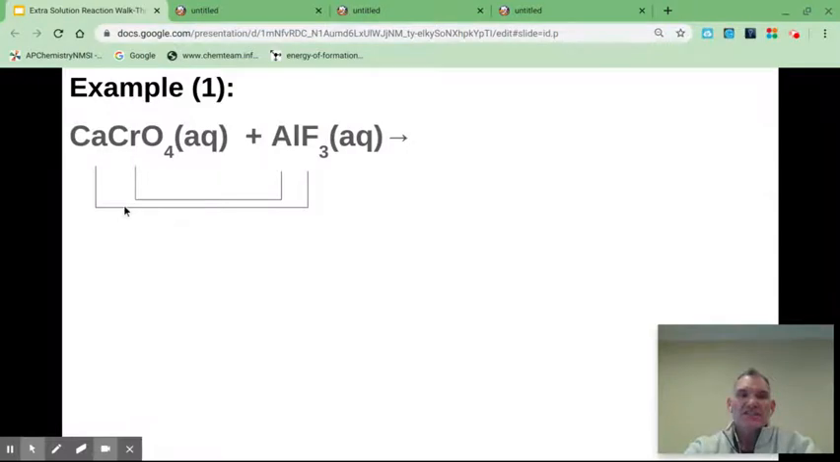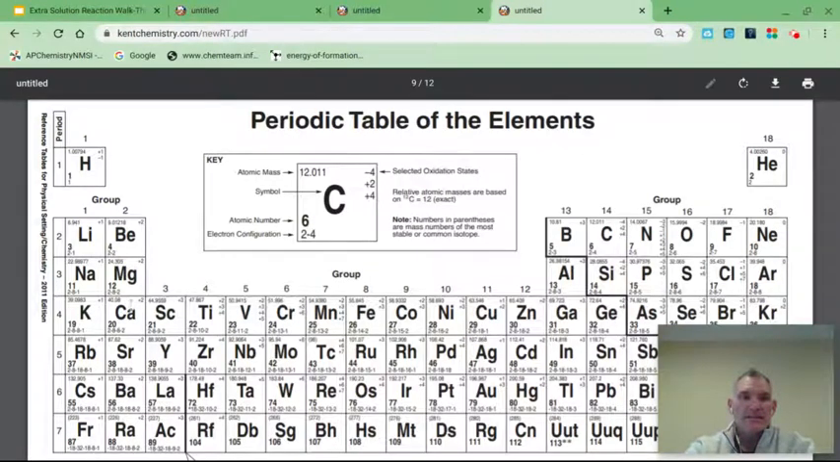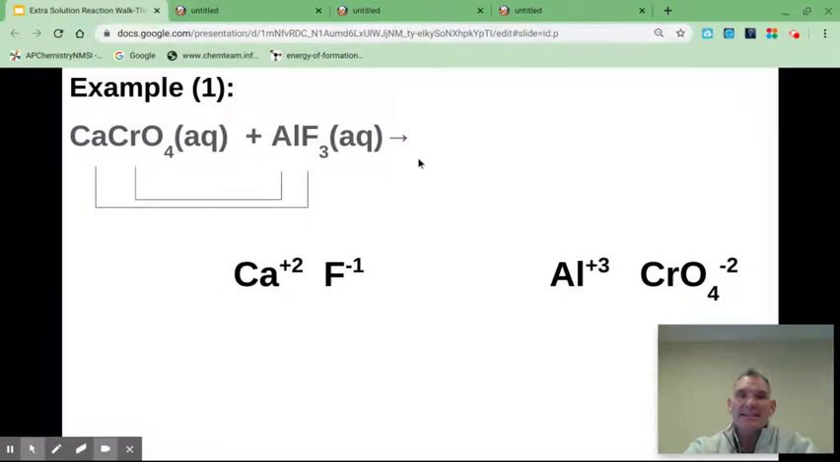Knowing what the matches are going to be, I have to look up Ca, F, Al, and CrO4's oxidation states. I do that using my periodic table and table E. Ca, F, and Al, I'm going to find on my periodic table. They're singular elements. So when I go to my chart, I should see +2, -1, and +3. Calcium is +2, Al is +3, and F is -1. Exactly what we had on our slide.